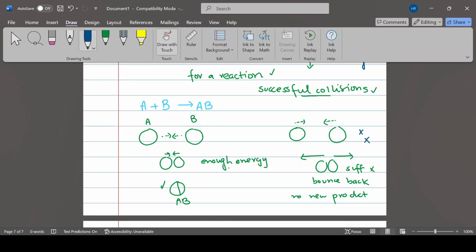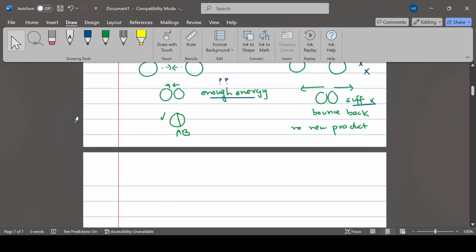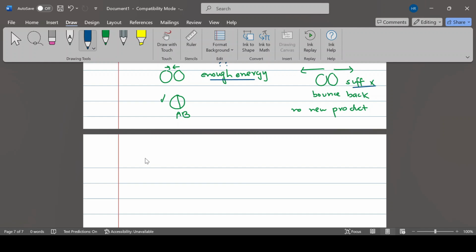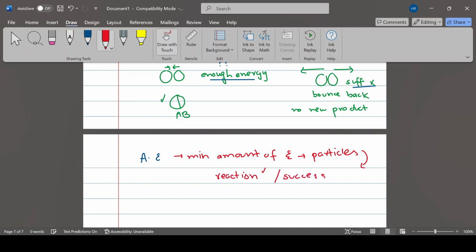Now, the next question is, when we say particles have enough energy and particles don't have sufficient energy, how do we know what is enough for a particle? Basically, that's when the activation energy comes in. Activation energy, as the term itself indicates, is the energy that is needed to activate a reaction. And in simple words, it is the minimum amount of energy that the particles are required to have in order for a reaction to happen, or, if you want to be a bit more specific, for successful collisions to happen.